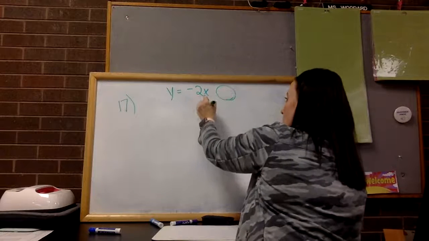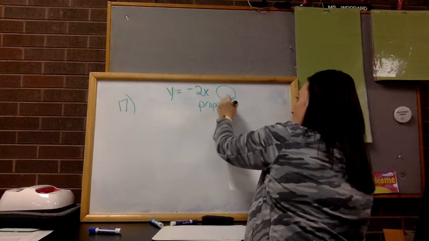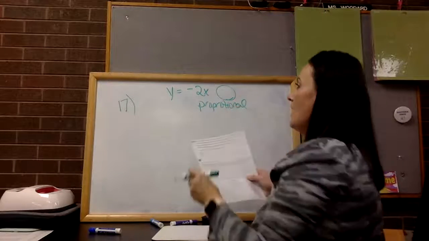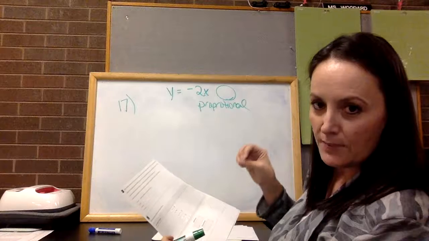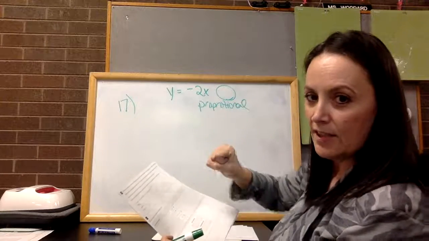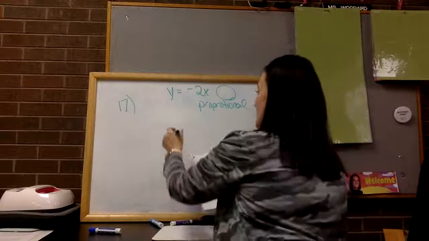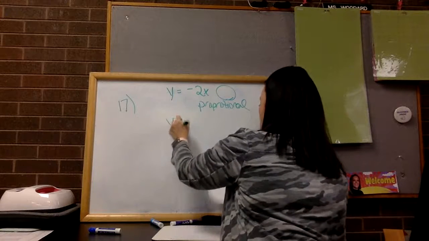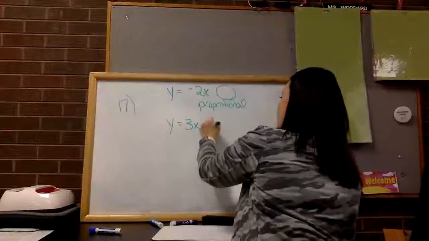Since there is no b, this one's going to be proportional. Remember when we looked at equations of lines, if it has a y-intercept, it is non-proportional. If the y-intercept is 0, it is proportional. So now we're going to move on. We're going to look at y equals 3x plus 5.